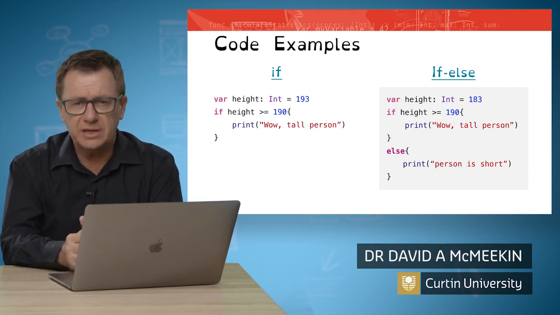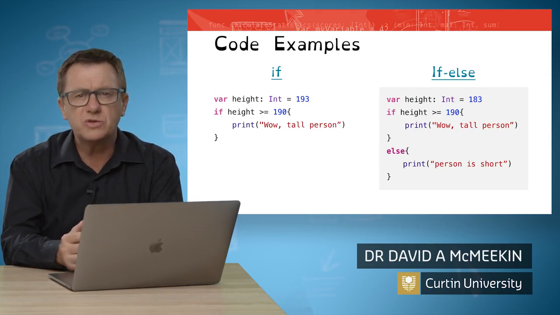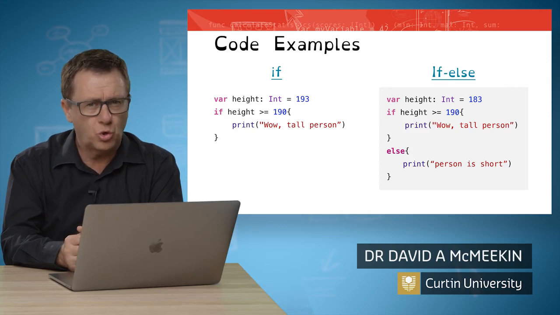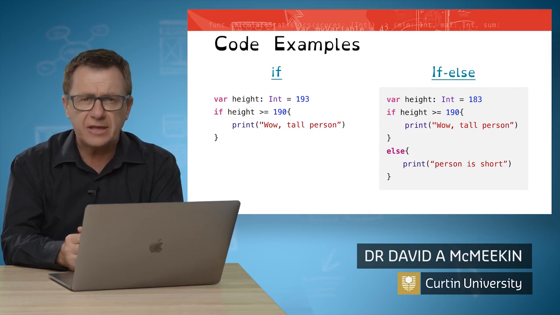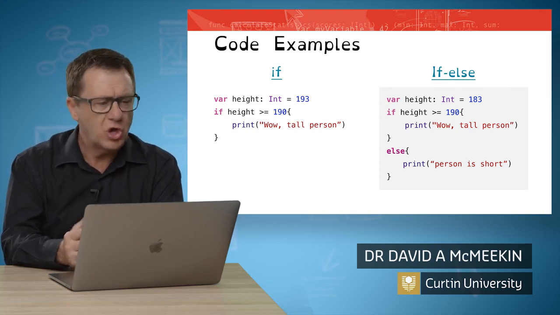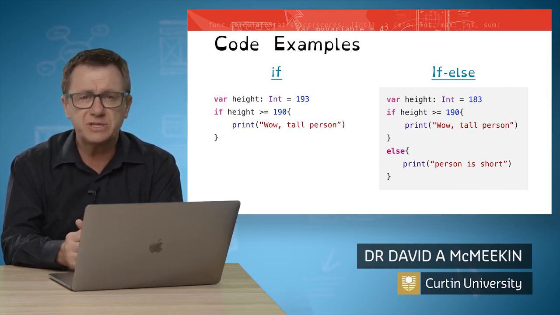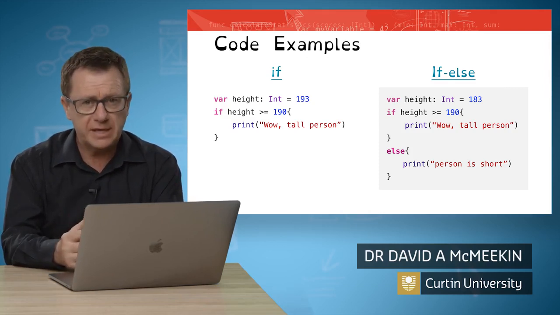Let's take a look at a couple of examples here. Our first example, we're using just the if statement. We have a variable called height, and it has a value of 193. We now check that value. If height is greater than or equal to 190, let's print out, "wow, tall person." Otherwise, it will continue on.